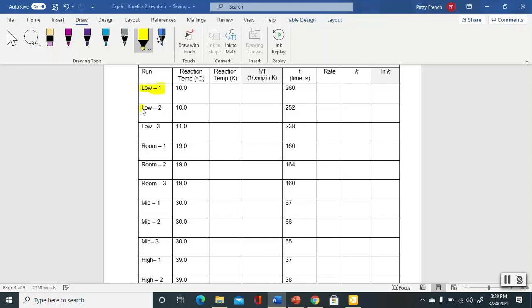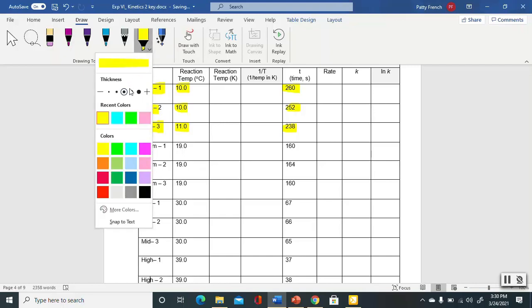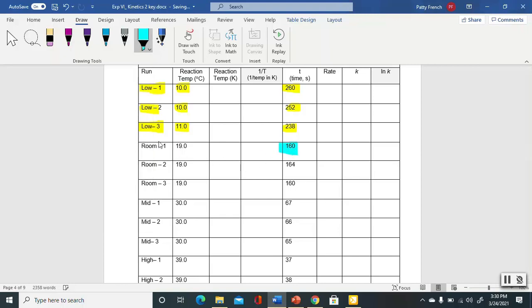So for the low run temperatures, okay, I took the temperature for each one, and I took the time for each one. The person at the next bench did room temperature, then mid temperature, high temperature. So you're all going to get to do a different temperature. Obviously, some of these are going to be more accurate than others. You may have to throw some out when you actually start averaging. Okay, so there's room, and those are just my data points that I got a few years ago.